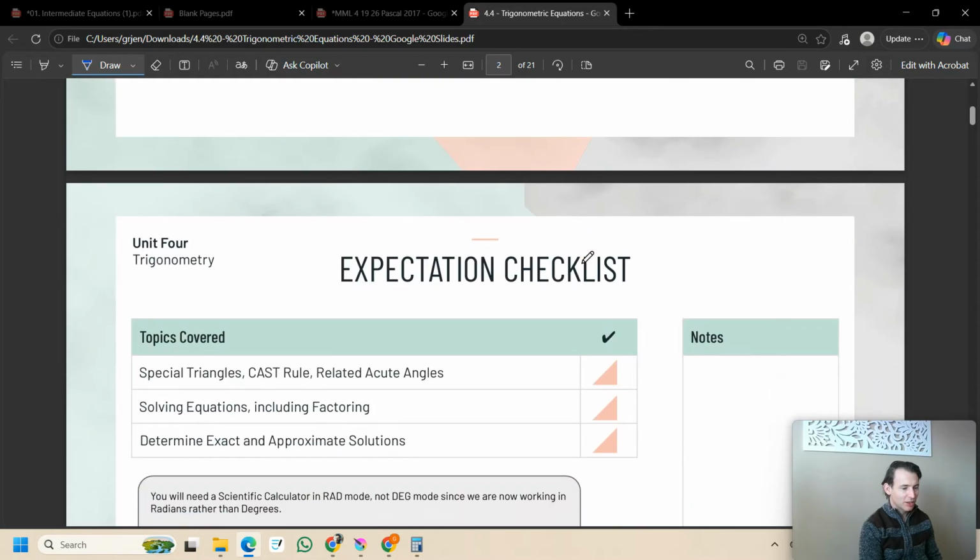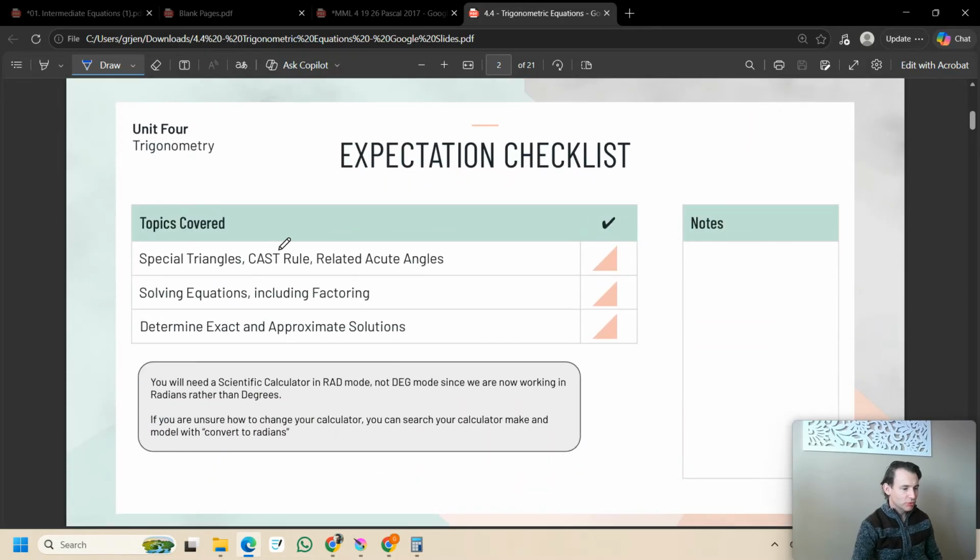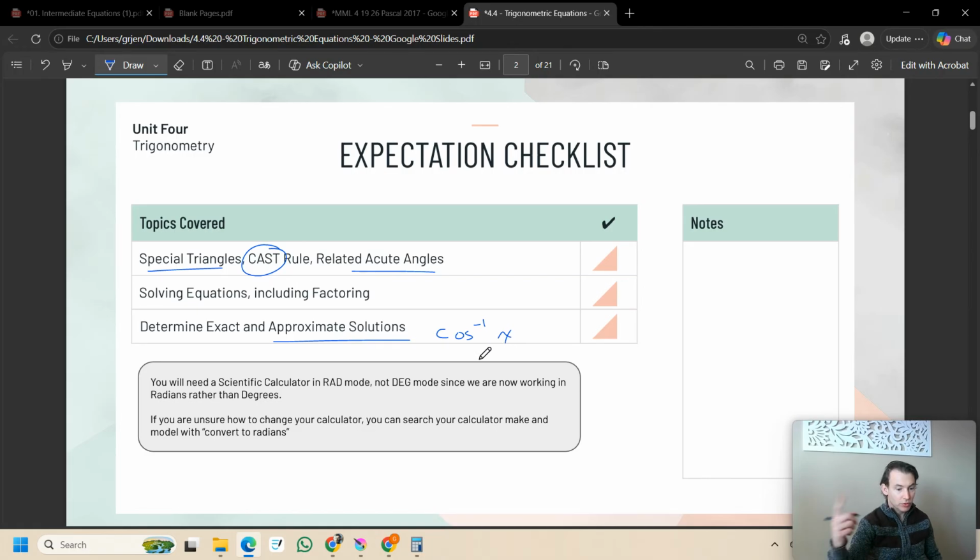Okay, so let's take a look at what we're doing today. We're going to need our CAST rule. We're going to need related acute angles. We're going to use our special triangles. We're going to also be using the cosine inverse function or the sine inverse to solve approximate solutions, and we're going to be using things like factoring, even the quadratic formula, to find exact solutions.